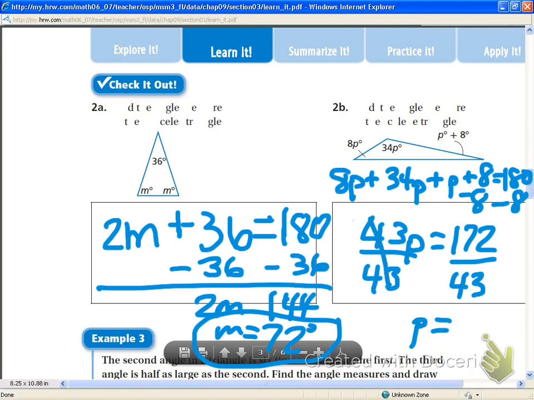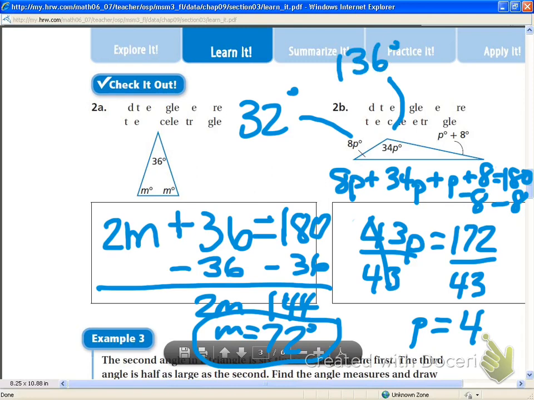And P equals 4. That is correct. But we are not finished because P equals 4, and they want us to find the measure of each angle. So what's 8 times 4? 32 degrees, so that angle is 32. What's 4 times 34? 136 degrees, that's correct. And 4 plus 8? 12 degrees, that's correct.